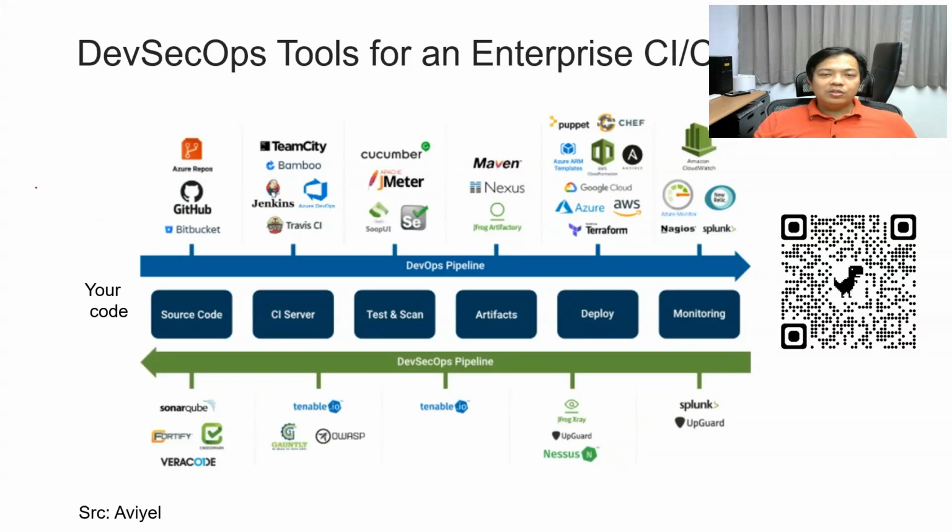This is DevSecOps, the tool for the enterprise CI/CD process, after the DevOps process. When you have short code, you publish to Bitbucket or GitHub, and go to a server like Bamboo or Azure, then testing, artifacts and deploy. Each platform supports test and deploy. But in security, DevSecOps is a little bit different.